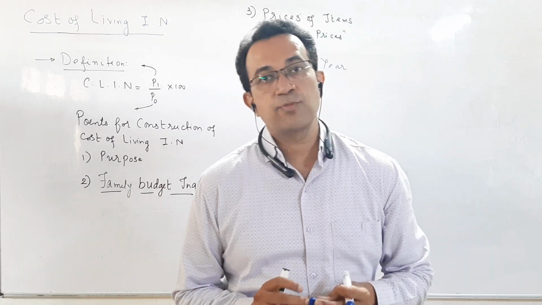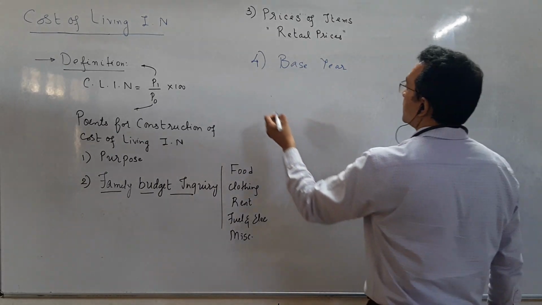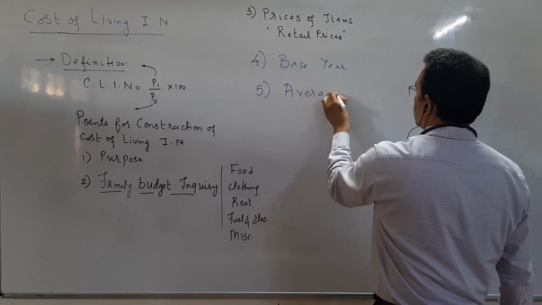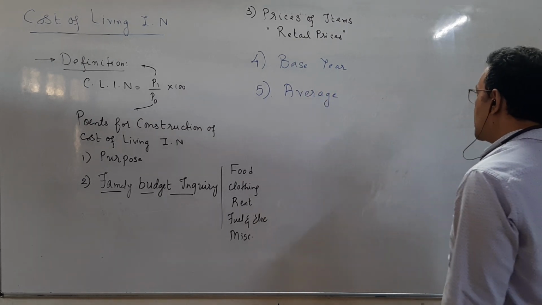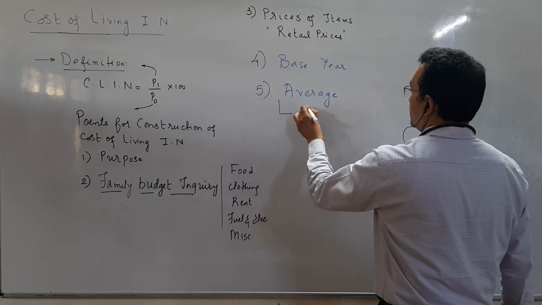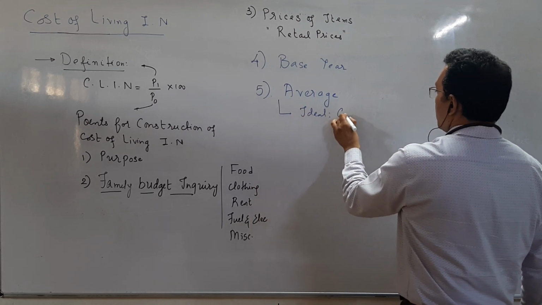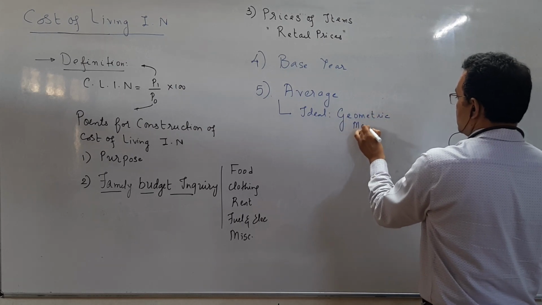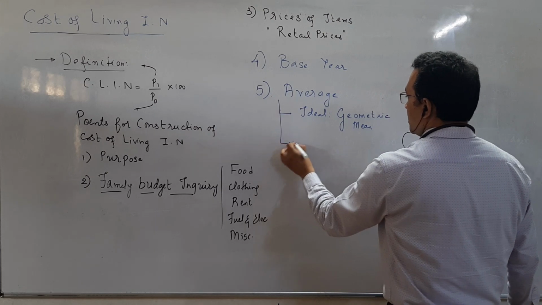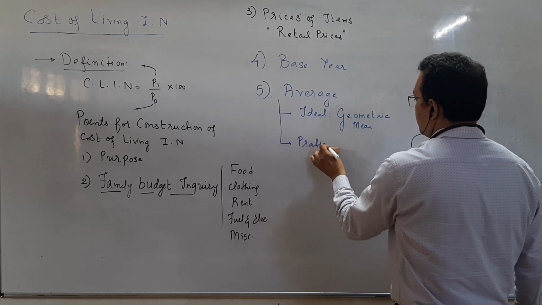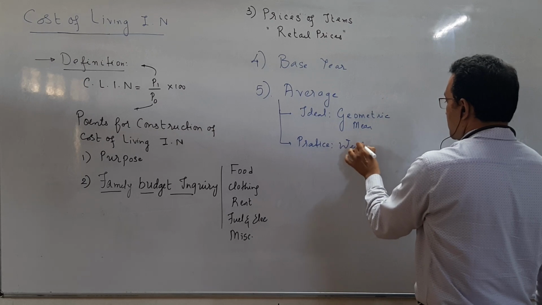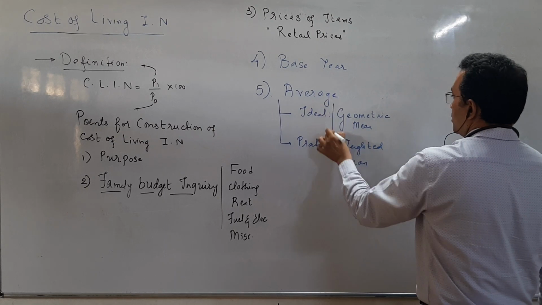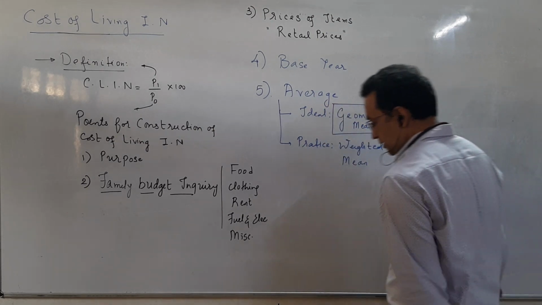Then students, the next point is selection of an appropriate average. Here we have to remember 2 points. The ideal average for construction of cost of living index number is geometric mean, and the practical average, which in practice we use, is weighted mean, because there is difficulty in calculation of geometric mean.